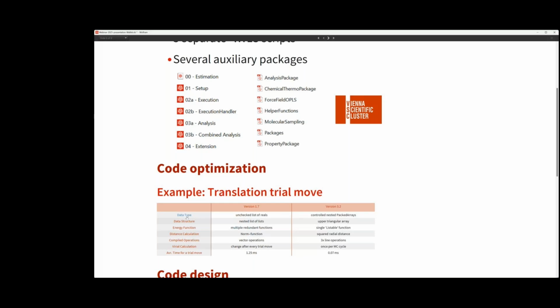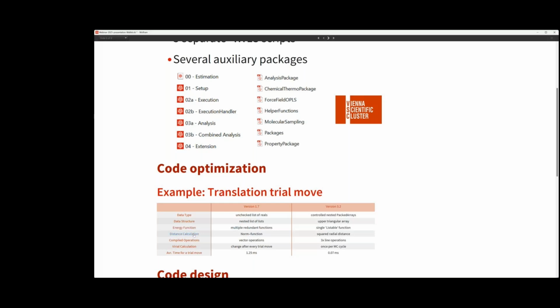Second, it's very important to choose an appropriate data structure. So for example, the list of intermolecular energies is a symmetric matrix. And consequently, instead of using a matrix as a list of lists, it's more efficient to use only the upper triangular matrix, again in terms of a packed array. Then third, for the energy calculations, we started in the beginning with multiple redundant functions depending on whether they were applied to single values or lists, and then switched to one single listable function that is automatically threaded over a list in case the argument is a list instead of a single value.